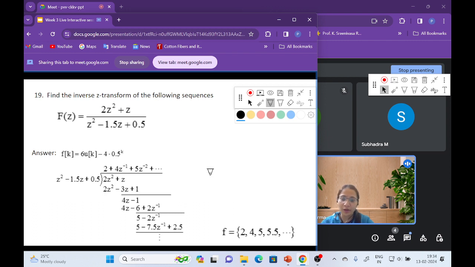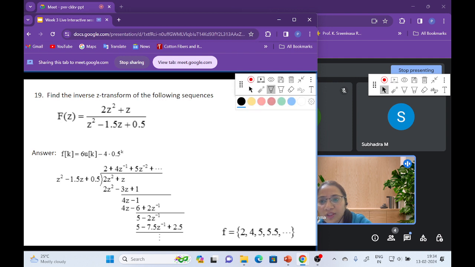One method you have already explored in the previous question. The next method is the long division method, which is given here. If the numerator and denominator powers are equal, you can easily find it by the long division method. We just need to divide it and find the sequence of this function.